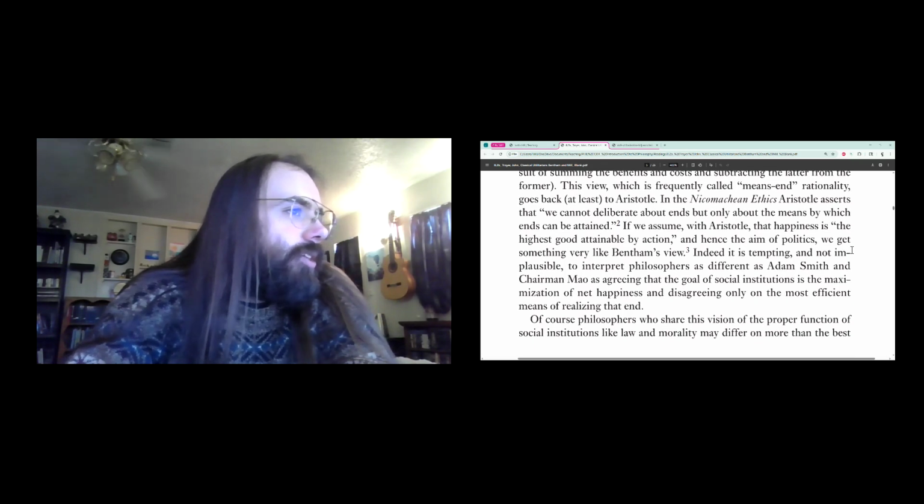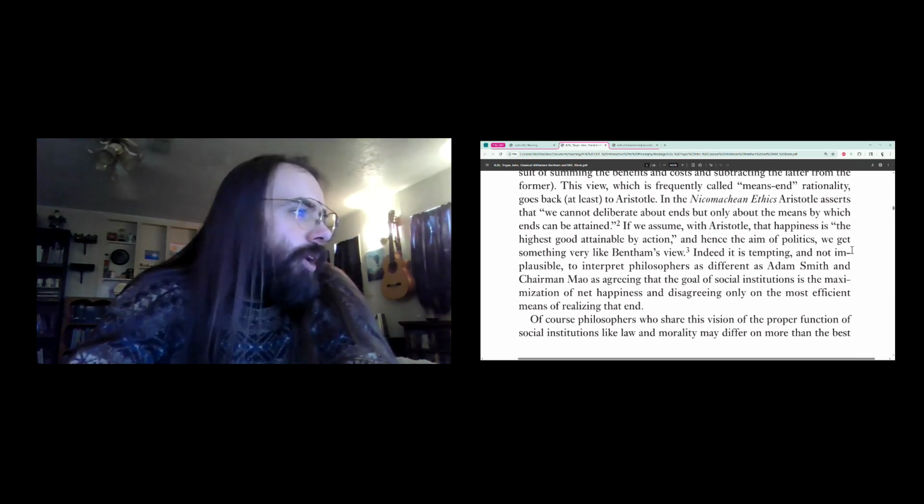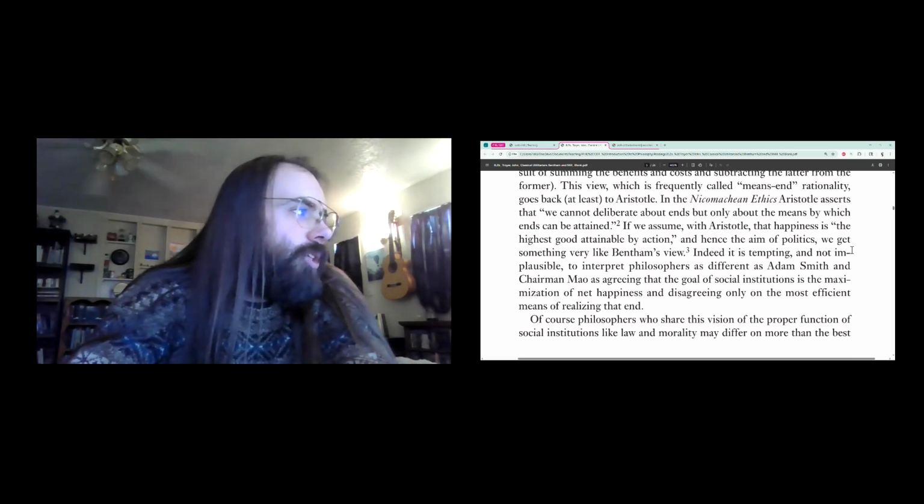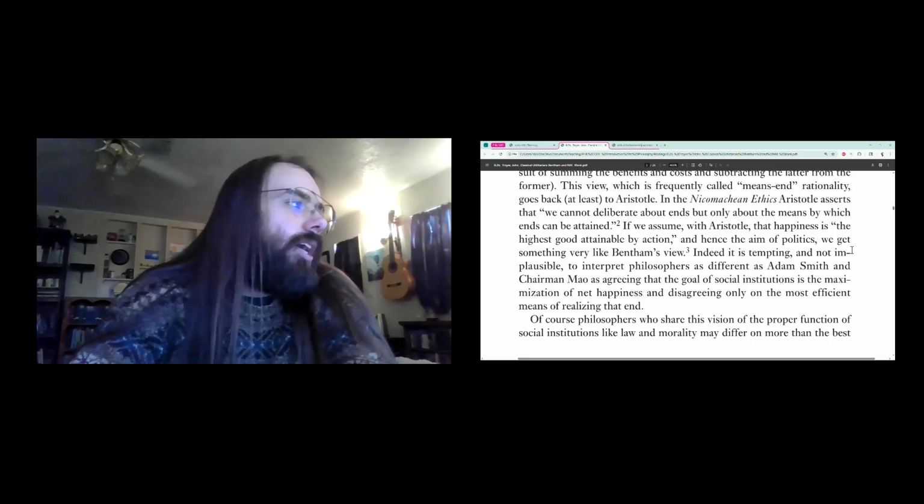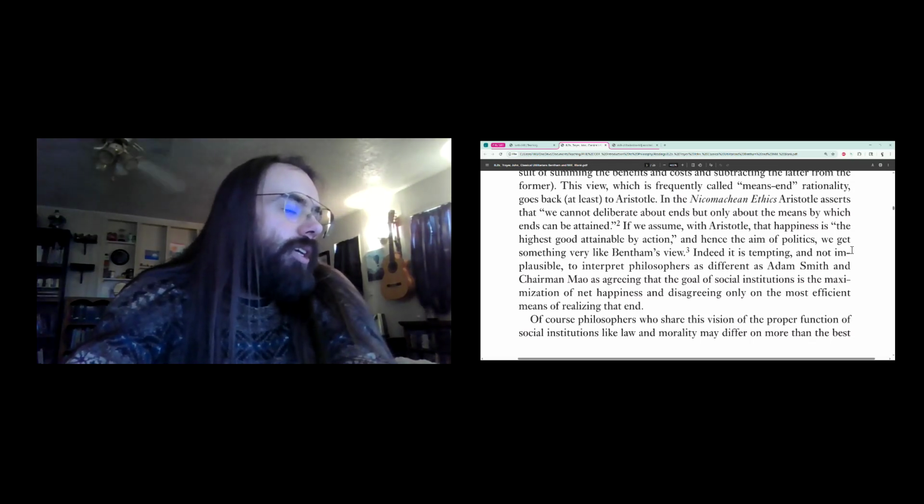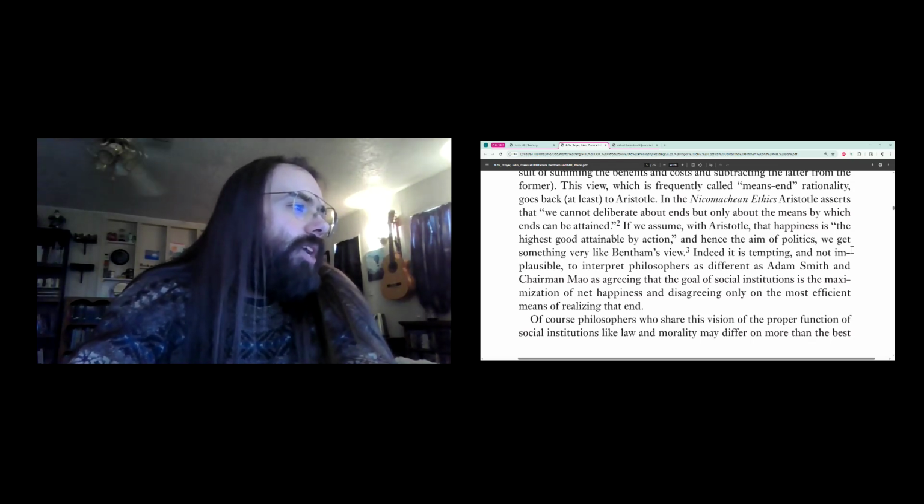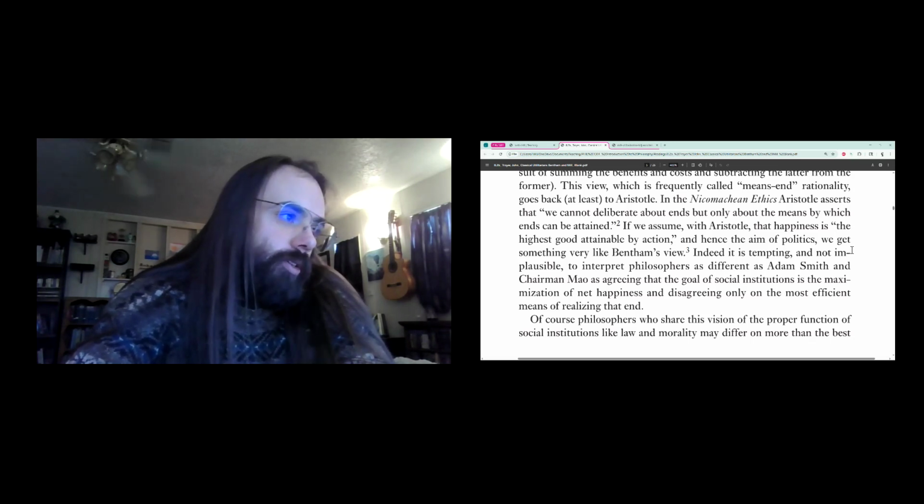In the Nicomachean Ethics, Aristotle asserts that we cannot deliberate about ends, but only about the means by which ends can be attained. If we assume with Aristotle that happiness is the highest good attainable by action, and hence the aim of politics, we get something very like Bentham's view.